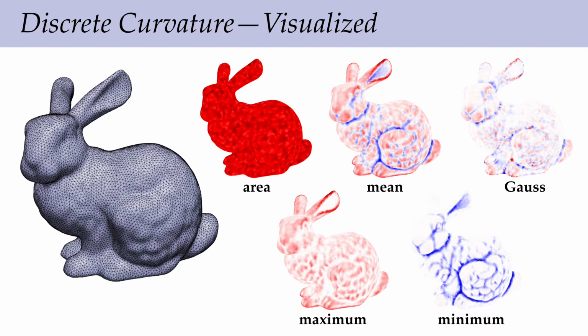So here you see I'm plotting the mean curvature, the Gauss curvature, the max and min principal curvatures. I'm also plotting the area, or some notion of area associated with vertices. And we're going to see that that's kind of a natural object that falls out of this discussion of curvatures. Area is kind of like a proto-curvature in this setting.